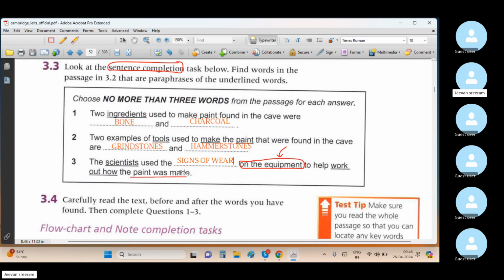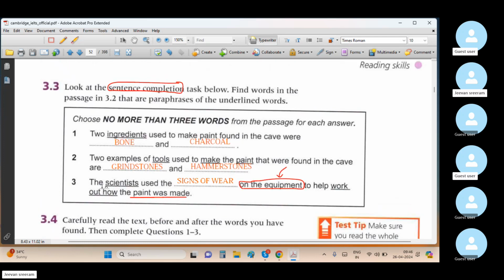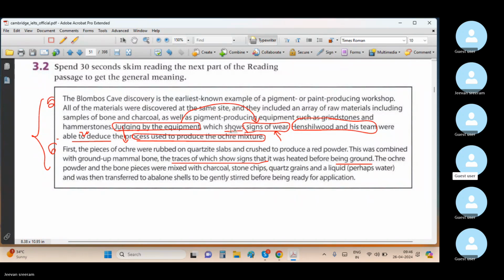Based on that, they have understood how that particular ochre mixture was made. Ochre mixture is nothing else, paint. Ochre mixture is used as paint, right? To prepare paints, yes, sir. It can be used as paint, skin protection and all, right? Yes, sir. Same meaning given from here.